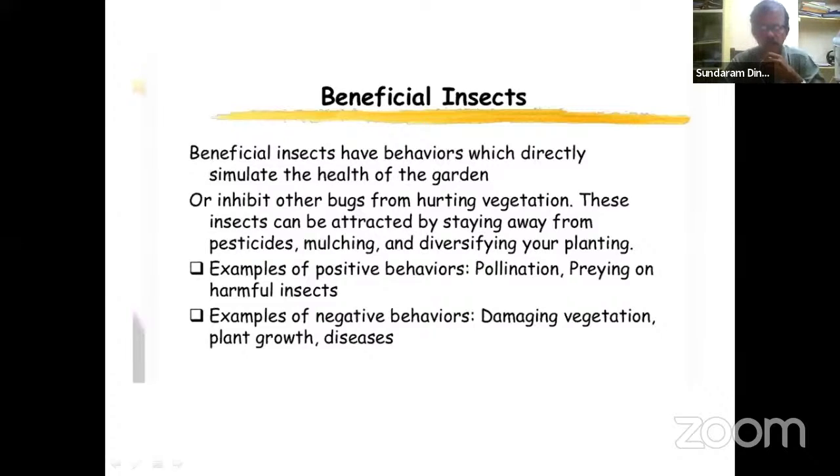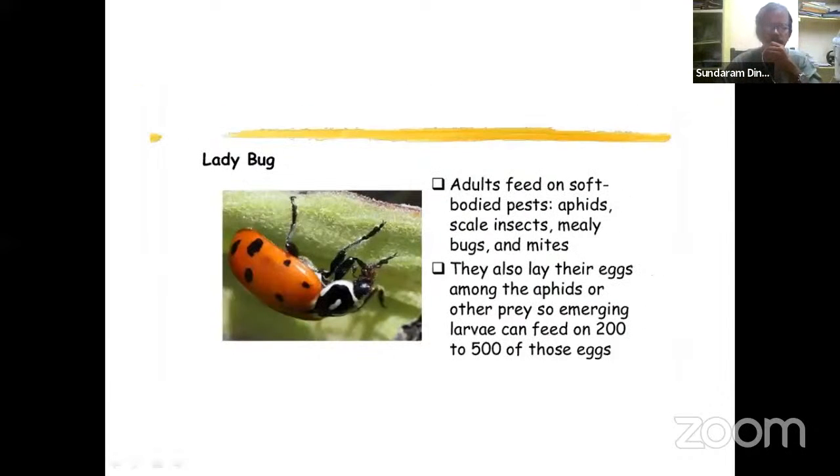We categorize beneficial insects into two groups. One is positive behaviors, which help in terms of pollination and preying on harmful insects. Negative behaviors are those of pests causing economic damage to agriculturally valuable croplands, damaging vegetation, land growth, and causing diseases. So this is the general classification of how insects are beneficial to human health.